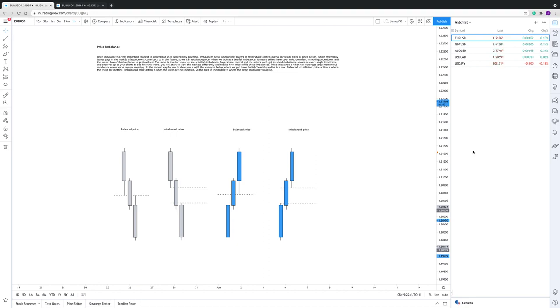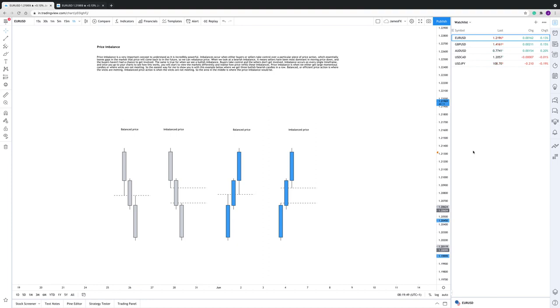When we look at a bearish imbalance, it means sellers have been mostly dominant in moving price down, and the buyers haven't had a chance to get involved. The same is true for a bullish imbalance. Buyers take control and the sellers don't get involved in the majority of that move.